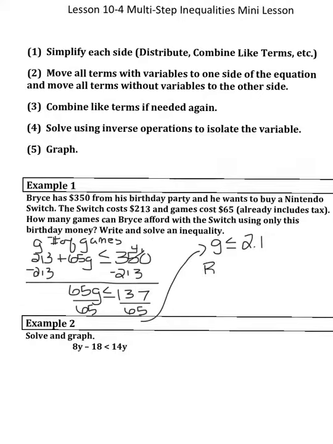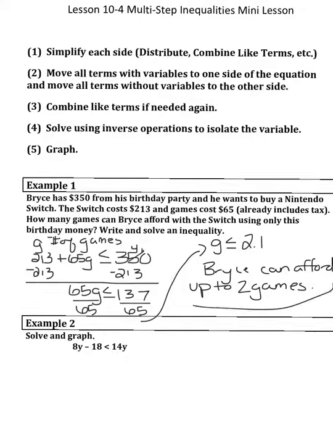It means Bryce can afford up to 2 games with his Switch and the birthday money. But that's really the main part here. Bryce can afford up to 2 games. He can buy 0 games, 1 game, or 2 games. He really can't buy part of a game, so those are all the answers. All right, good. Let's try another one.